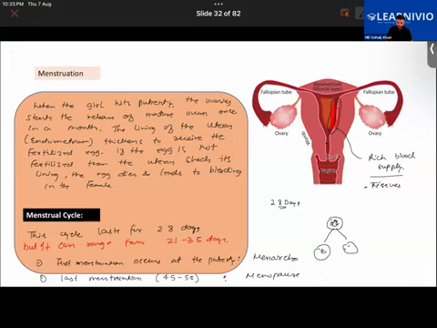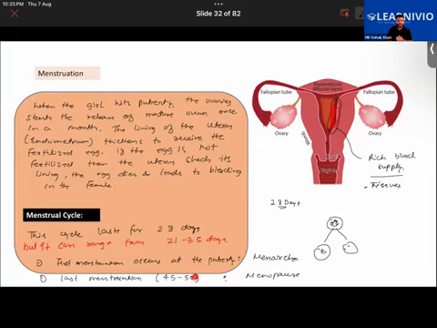When menopause has happened, it means that the ovary is no longer producing or releasing the ovum. That's why menstruation has stopped. So after the age of 45 to 55, the woman can no longer bear a child. Their reproductive cycle has ended when they're around the age of 48, 49, 50, 55.